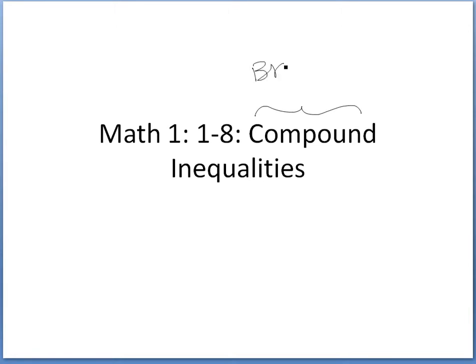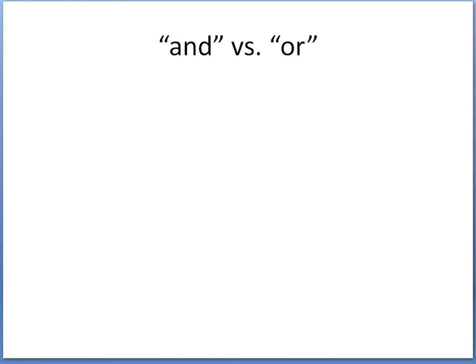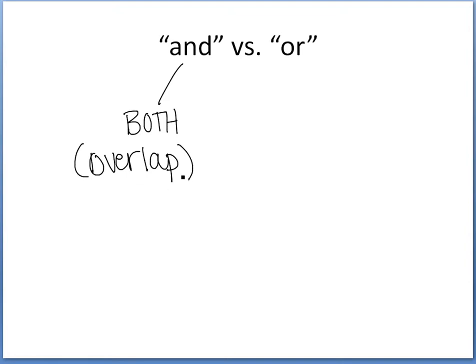We're putting some inequalities together. And there's two ways that we can do that, with an and or with an or. So we need to know the difference between and, and or. And means both. So it's essentially where we have an overlap, where they both happen. Or means everything, so all.